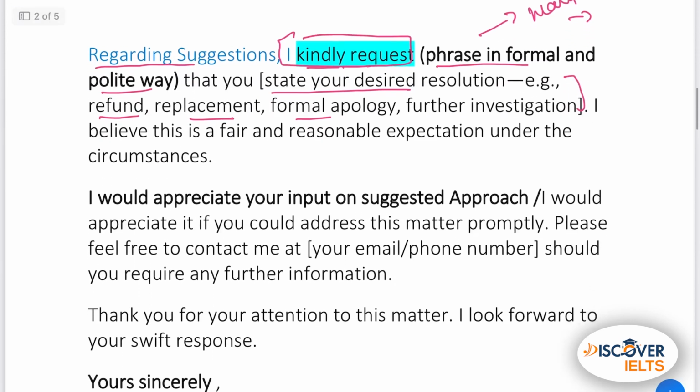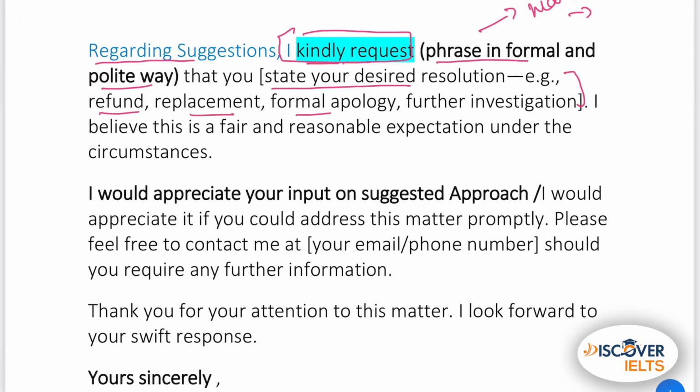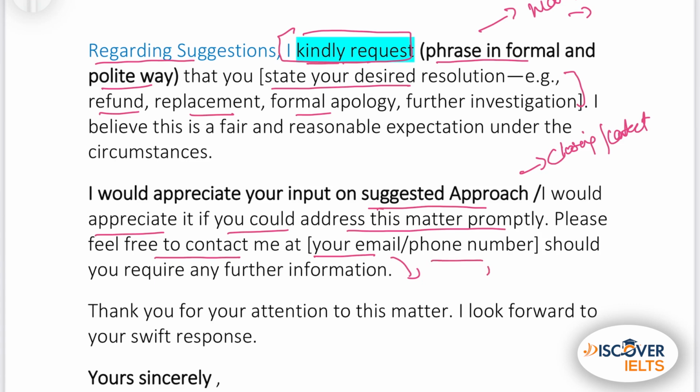Okay, so next is, I would appreciate your input on the suggested approach, or I would appreciate it if you could address this matter promptly. This last paragraph is your closing paragraph, where you can give your contact details. It depends again. Encourage a prompt response and state what kind of suggestions you want. Feel free to contact me. You can give an imaginary email or imaginary number, so you don't need to give your actual email or actual number.